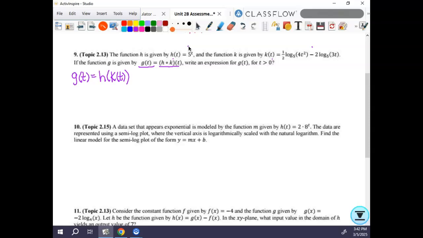I mean, you don't have to, but if you look at what's about to happen, this whole thing right here is about to become the exponent over here, and then I would have to condense it. So I could start off by just kind of fixing k of t a little bit. So let's do that. Let's say k of t equals, I'm going to make this an exponent here, and I'm going to make this an exponent here. So I get log base 5 of 4t squared to the 1/2 power minus log base 5 of 3t squared.